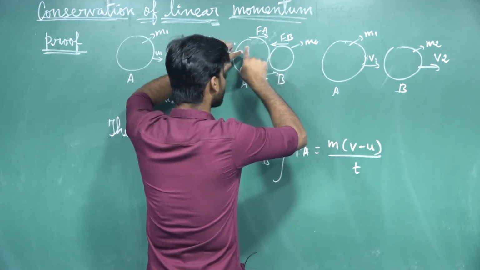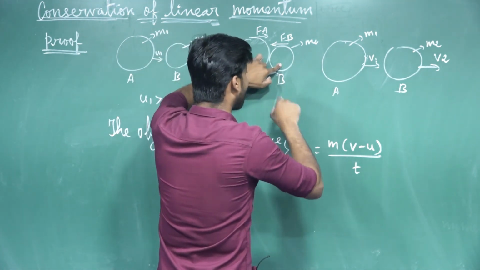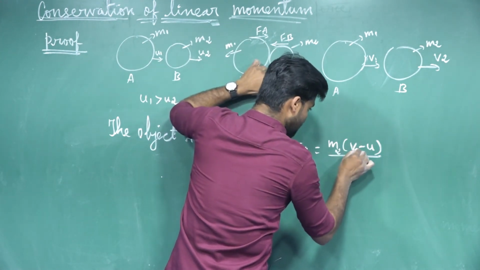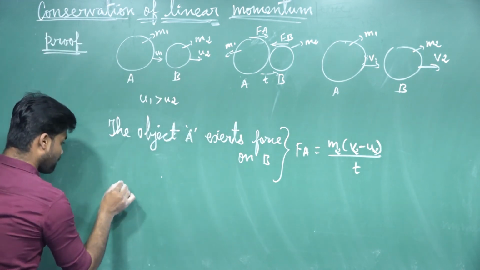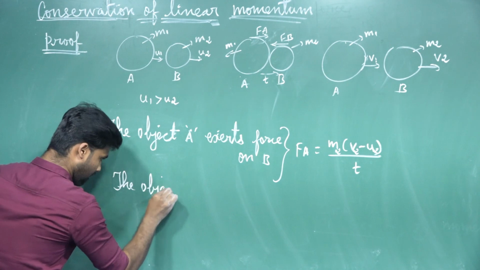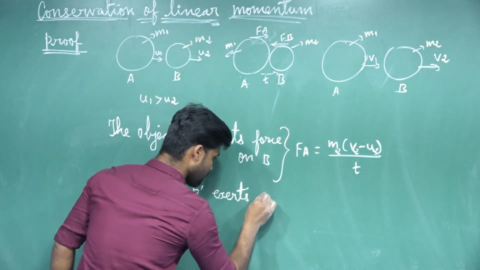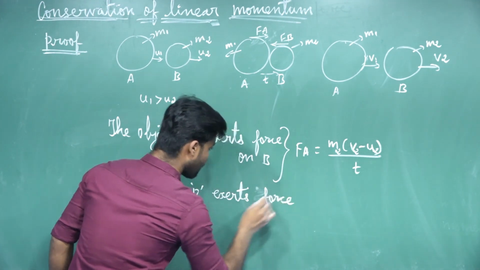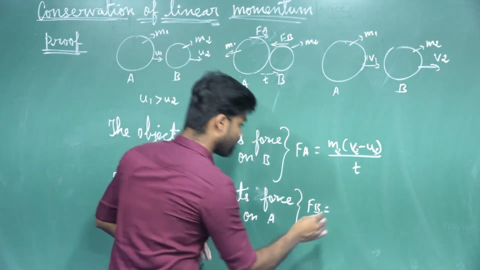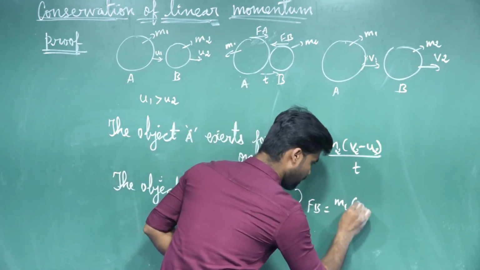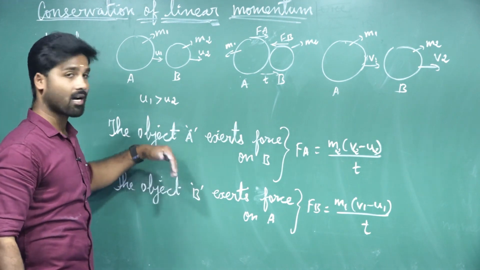See, the first object is acting a force on the second object. So here we should consider the mass of the second object, M2, and the velocity of the second object, V2 minus U2, divided by T. T is common. Next, the object B exerts the force on A, that is FB, equal to the mass of the first object, object A, M1, times V1 minus U1 divided by T. These are the things we have to write according to Newton's second law of motion.